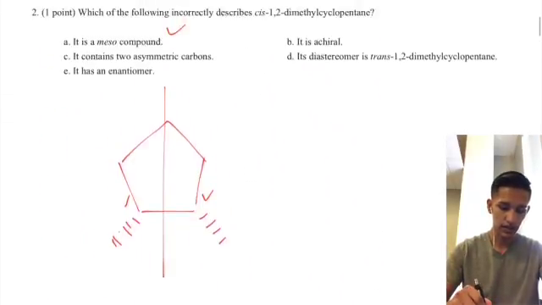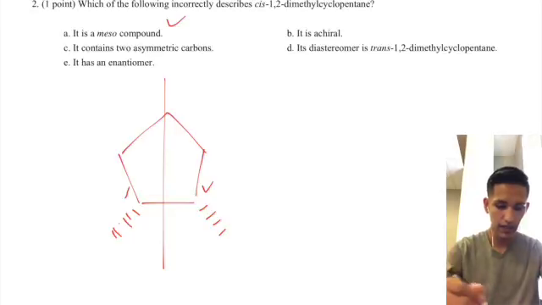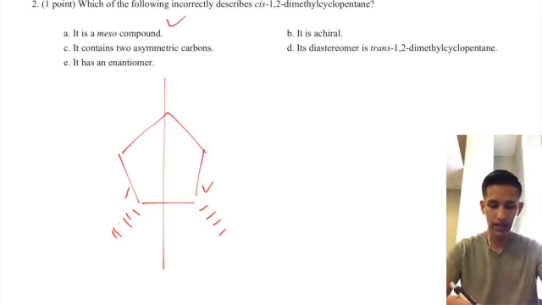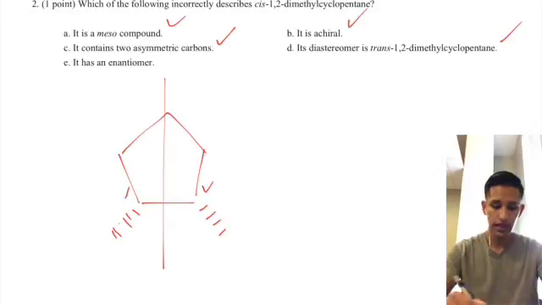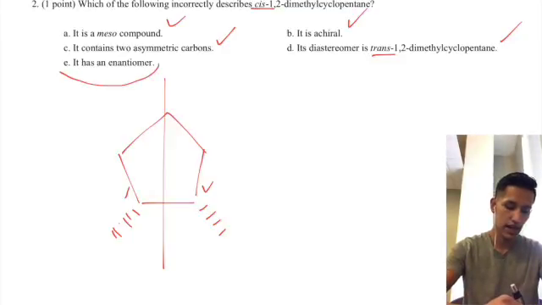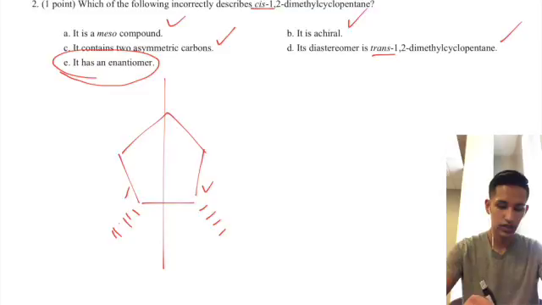So now going back to our question, is this meso compound achiral? It is achiral because meso compounds are all achiral. It contains 2 asymmetric carbons. We found 2 stereocenters, so we are good. Its diastereomer is trans 1,2-dimethylcyclopentane. Cis and trans are always diastereomers. That doesn't mean that diastereomers will always be cis and trans, but if you have a cis and a trans, those are diastereomers of one another. And then it does not have an enantiomer, so that would be the incorrect statement here.